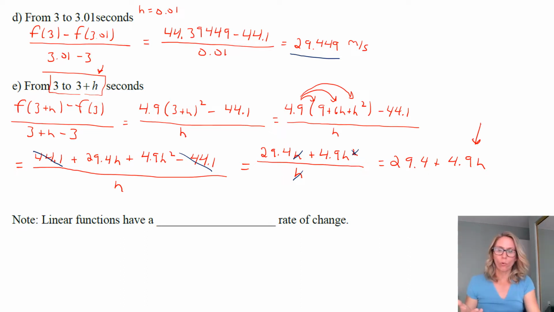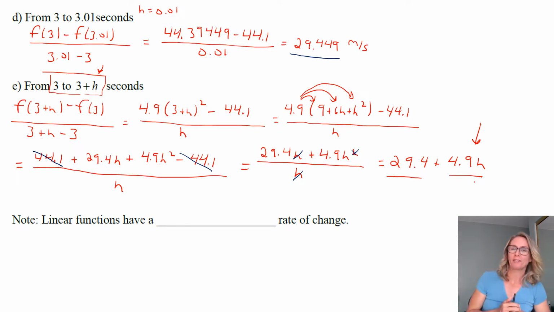This is a general expression for that. So that's kind of cool, but what you should notice is it's 29.4 and then plus some little bit else, meaning that as h gets smaller, you're getting closer and closer to that 29.4, which is actually the instantaneous rate of change for this function at 3 seconds. But that is calculus, so don't worry about it right now.